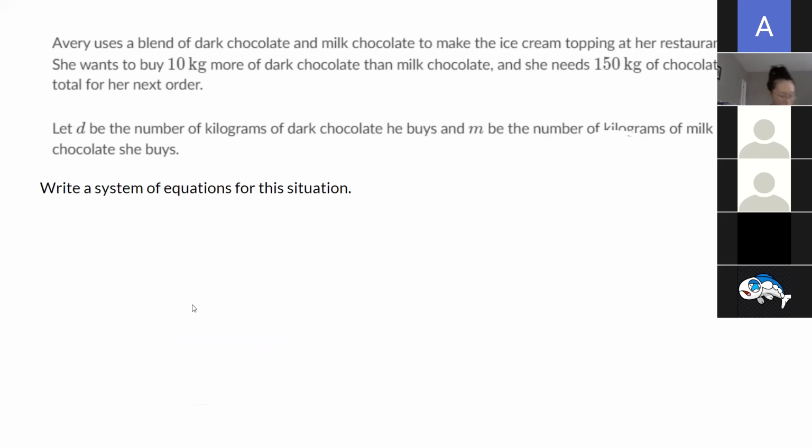Okay, so we have another system right here. Avery uses a blend of dark chocolate and milk chocolate to make the ice cream topping at her restaurant. She wants to buy 10 kilograms more of the dark chocolate than the milk chocolate, and she needs 150 kilograms of chocolate in total for her next order. Let D be the number of kilograms of dark chocolate she buys, and M be the number of kilograms of milk chocolate she buys. I'm going to give you guys a couple minutes to try this system.